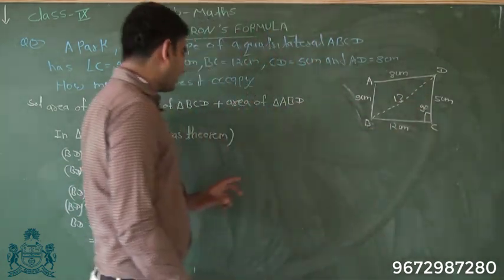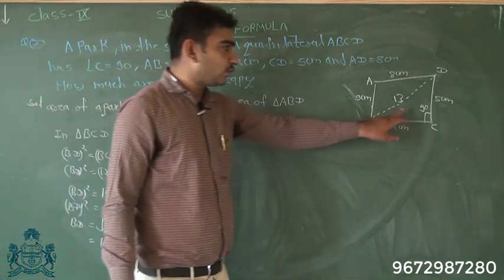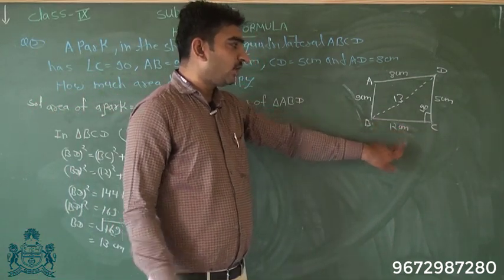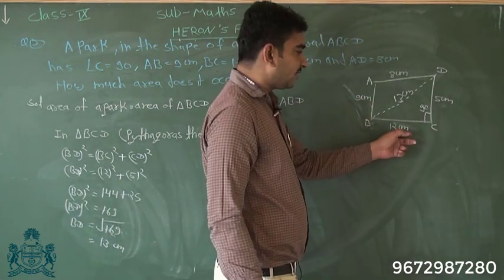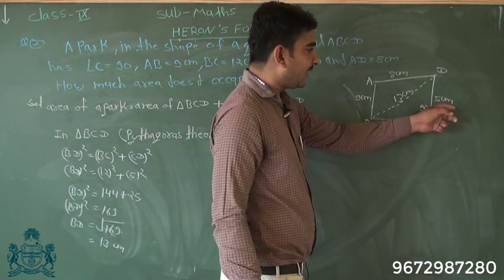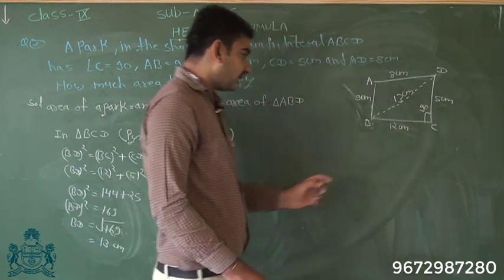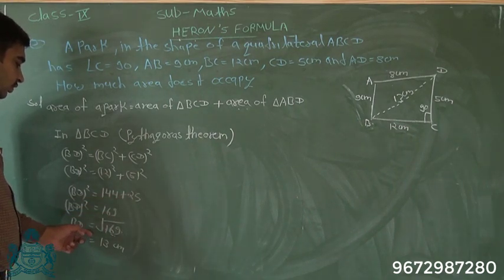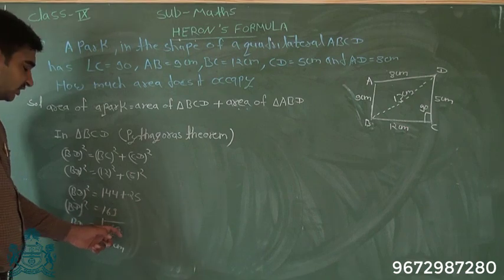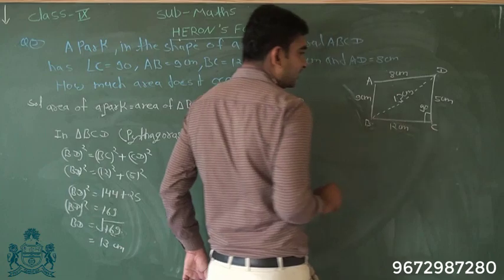In triangle BCD, a right angle triangle, using the Pythagoras theorem, the hypotenuse square equals perpendicular square plus base square. The base is 12 centimeters and the perpendicular is 5. 12 square plus 5 square is 144 plus 25, which is 169. BD square equals 169, so BD equals the square root of 169, which is 13 centimeters.